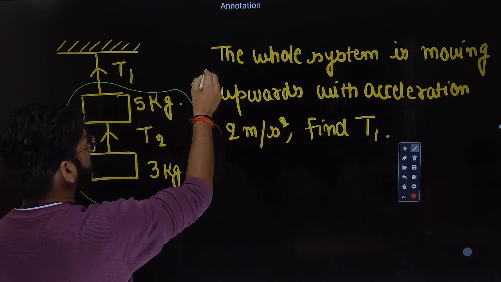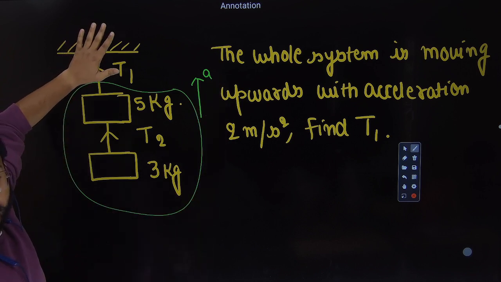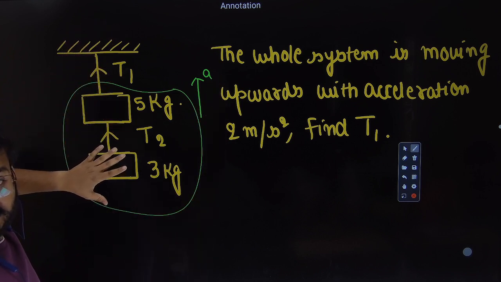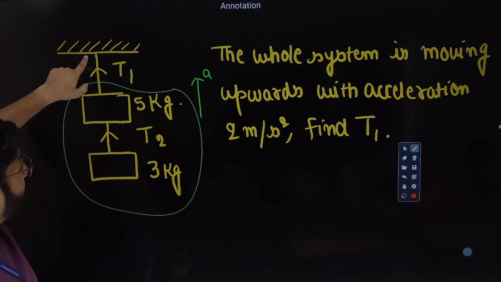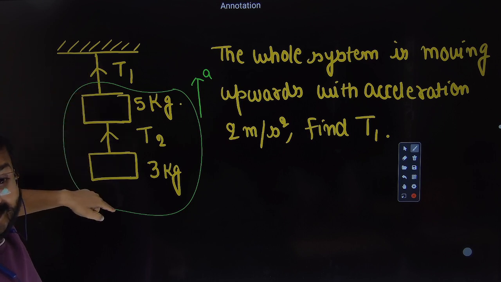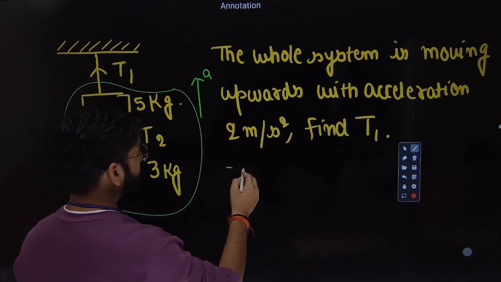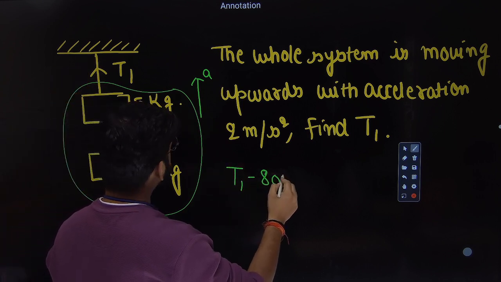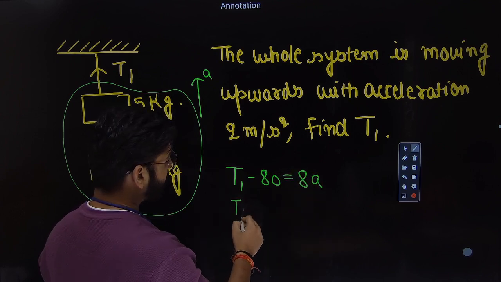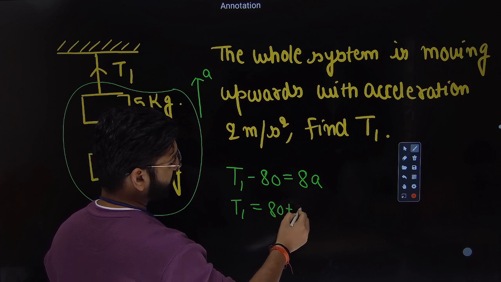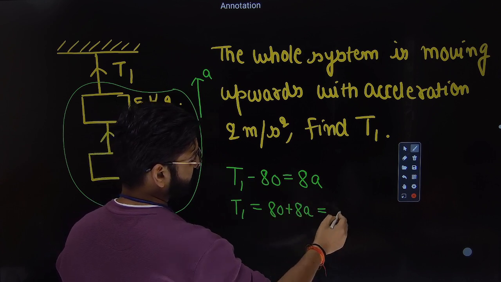So system is moving up with what acceleration? 2. So T1 is in the upward direction. How much force in the downward direction? 8G. Not 8 Newton. 80 Newton? 8G. Okay. So upward force T1, downward force 80 Newton. So T1 minus 80 is equal to 8 into A. So T1 will be equal to 80 plus 8A.